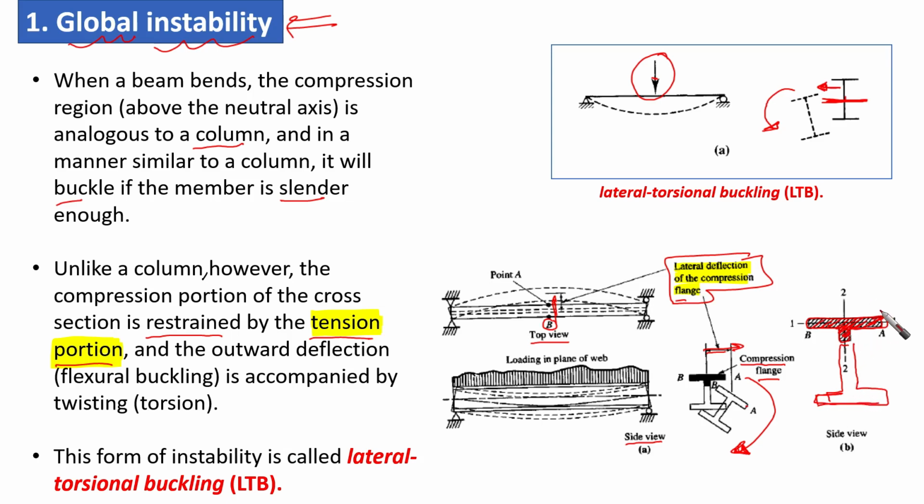This means that this part, which is the compression part, is going to buckle in this direction. But because there is a tension portion here, this part of the cross section is going to be under tension. So it is going to restrain the compression part from going laterally. Based on that, you are going to find this part behaving as if it goes laterally and twists at the same time. So it gives us this motion.